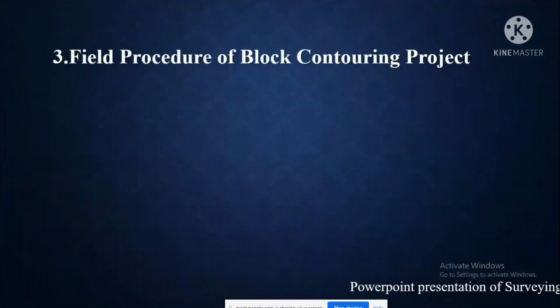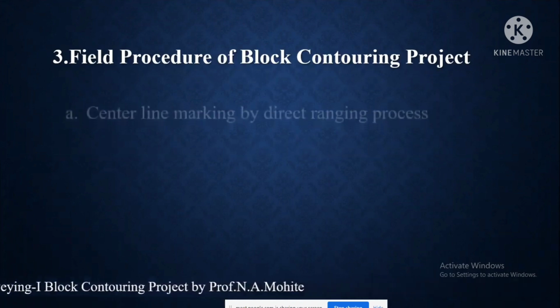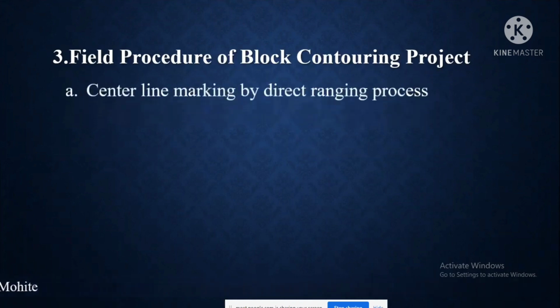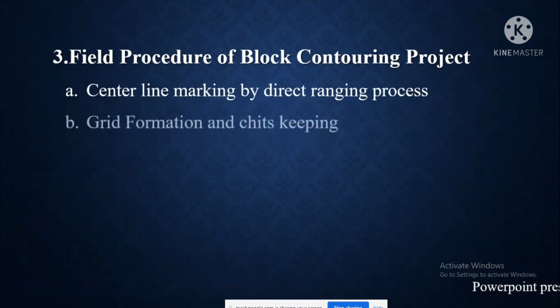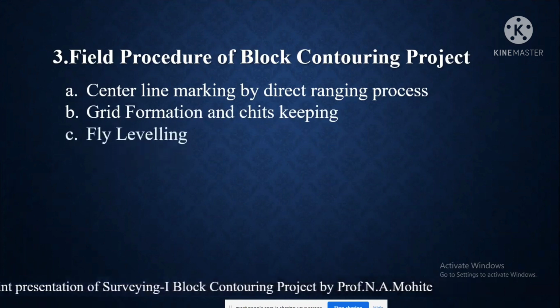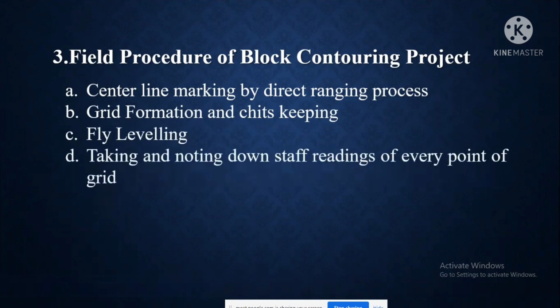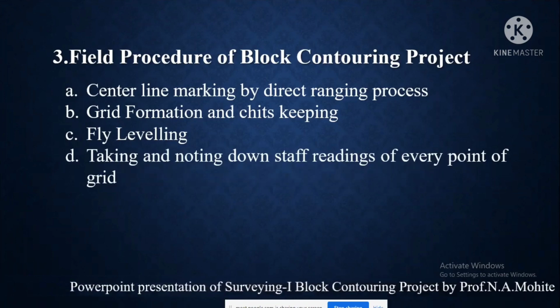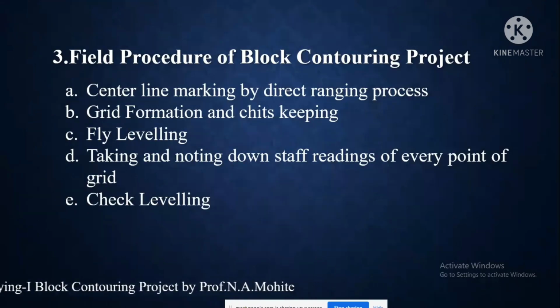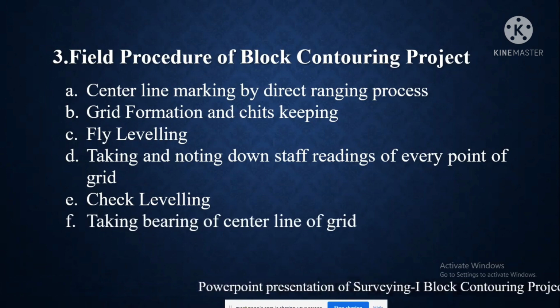Okay, so now we will move on to how the field procedure is to be carried out. First step is center line marking by the direct ranging process. Then grid formation will be done and chits will be kept. Then fly leveling is to be done from a randomly chosen benchmark. Then taking and noting down the staff readings of every point of the grid. Then check leveling, and taking the bearing of the center line of the grid. So this is the actual field procedure which we are going to see.